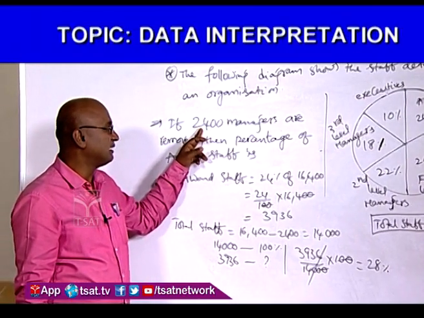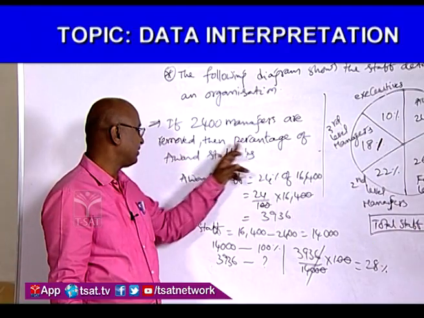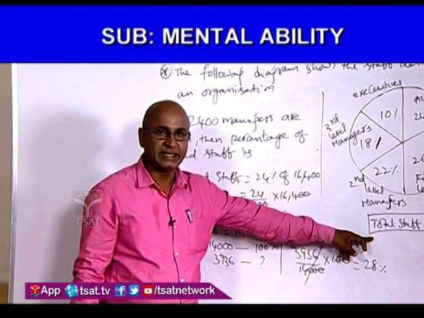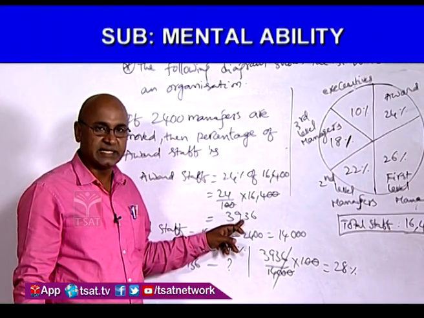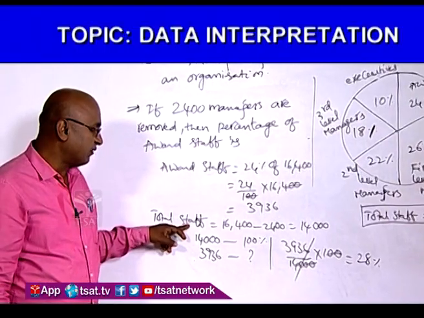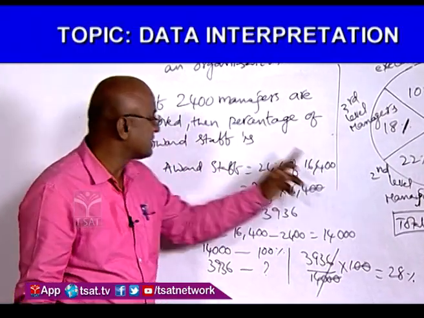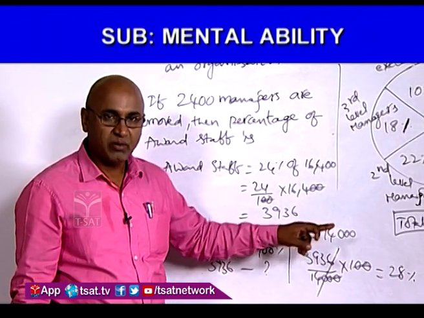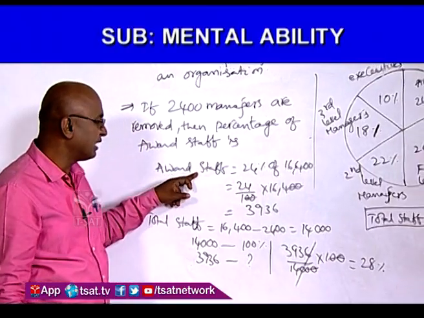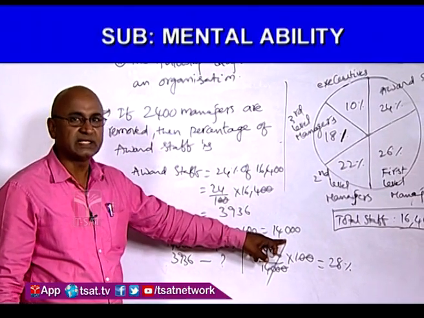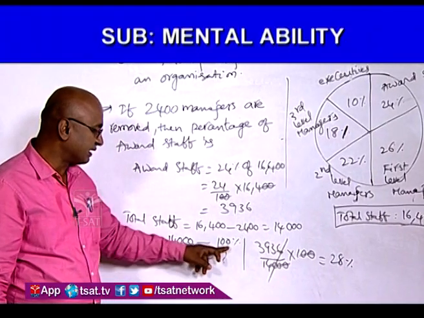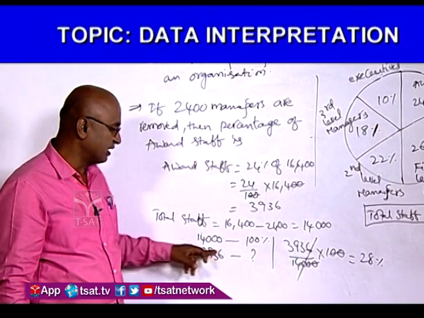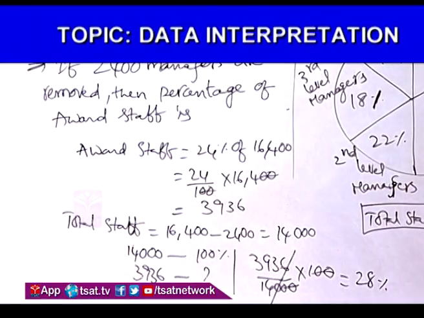What is the problem? If 2,400 managers are removed from the services, what is the percentage of the award staff? So first of all, award staff is 24% of 16,400. That is equal to 3,936. Now, total staff is equal to 16,400 minus removed persons, 2,400. That will give you 14,000. Now, we have to find out the percentage of the award staff in the total staff of 14,000. Suppose 14,000 is equal to 100%, then 3,936 is how much? It is 3,936 by 14,000 into 100, that will give you 28%.